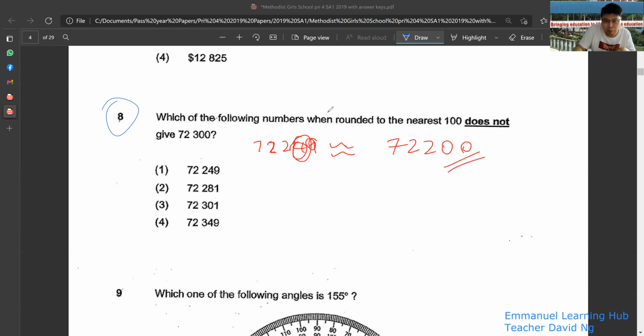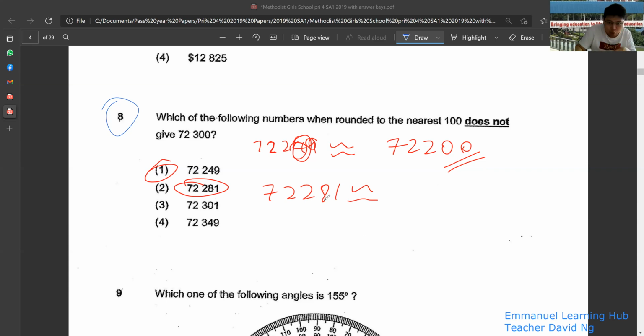It asks which of the following numbers, when rounded to the nearest 100, does not equal this. So is the answer 1? Because it doesn't equal to this one. Do you think the answer is 1? Okay, if you are in doubt, you can check. Number 2, is it 72281? You round off to the nearest 100. What do you have?